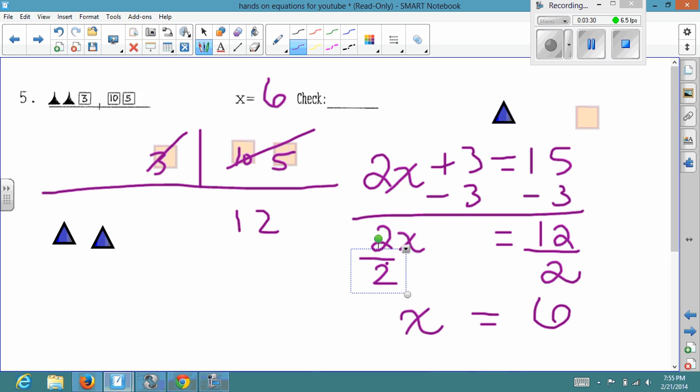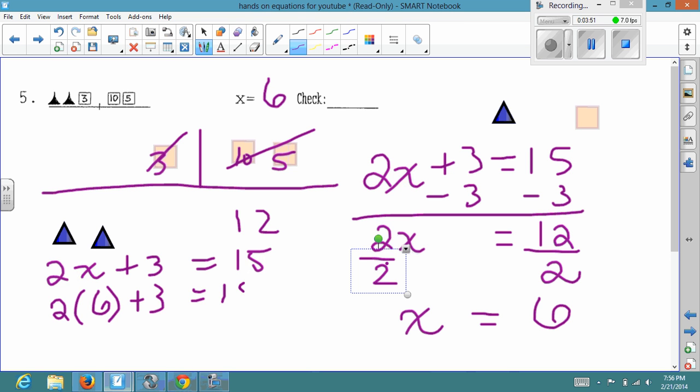Now I want to check this. And so what I do to check it is I go back to my original equation, which was 2x plus 3 equals 15. And since x was equal to 6, every time I see an x, I'm going to replace it with a 6. So 2x, of course, means 2 times x. So I'm going to do 2 times 6 plus 3 equals 15. And 2 times 6 is 12. 12 plus 3 equals 15. And since 15 does equal 15, that's my check. 15 equals 15.